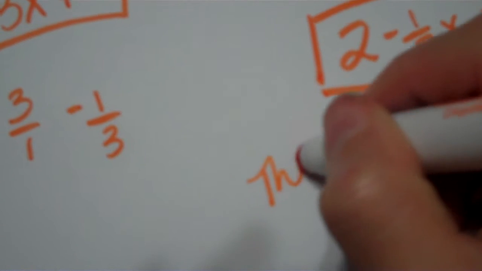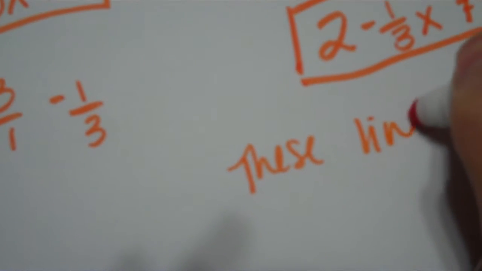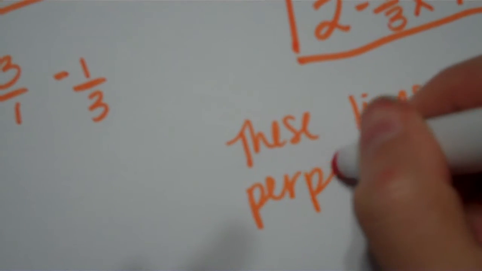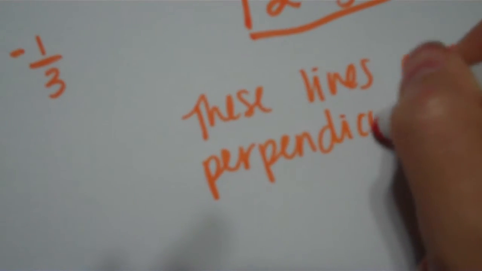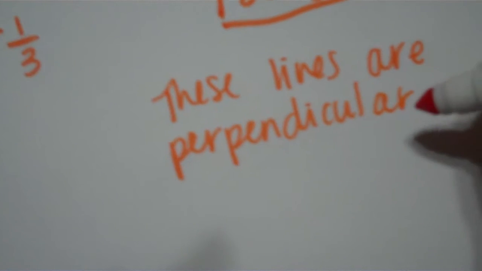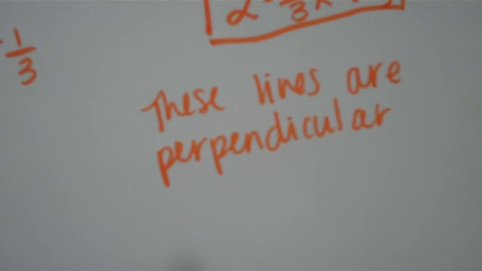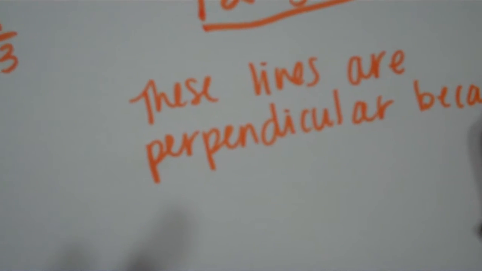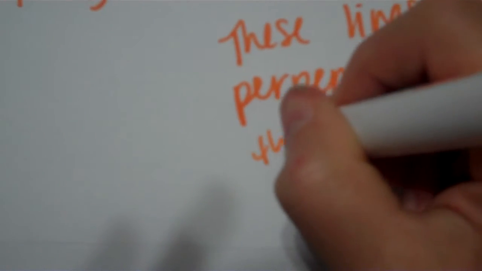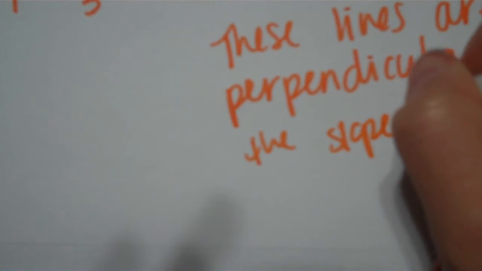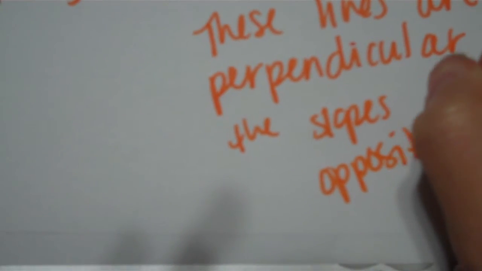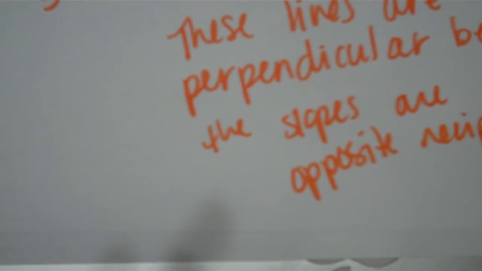So these lines are perpendicular. You need to explain why. Remember, these words need to be spelled correctly because I've shown you how to spell them. They should be written correctly in your notes. These lines are perpendicular because the slopes are opposite reciprocals.